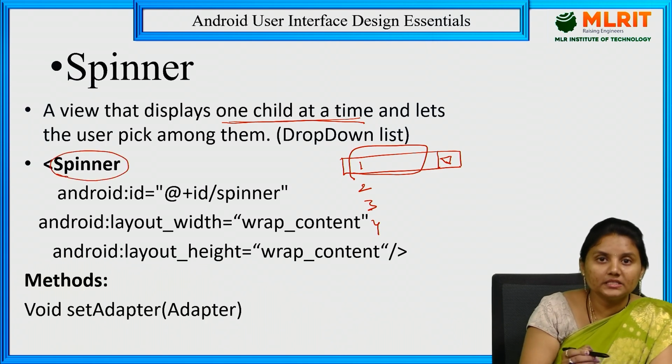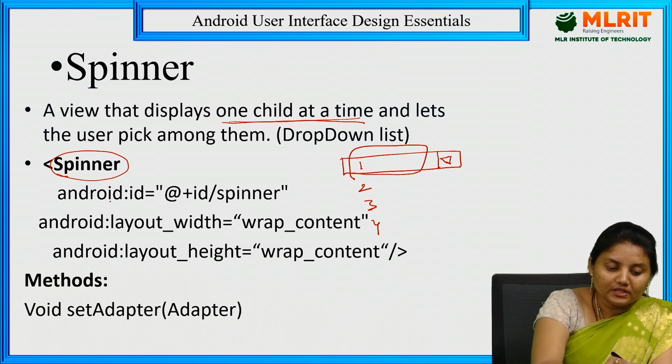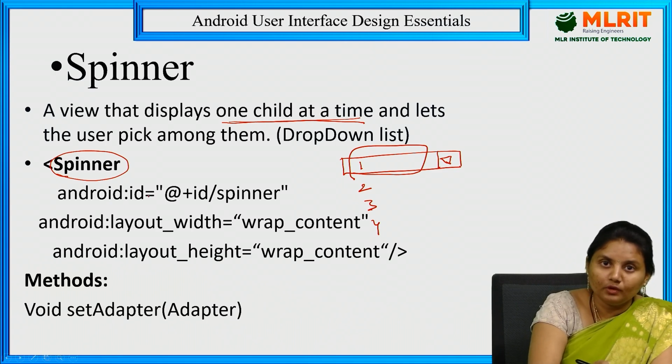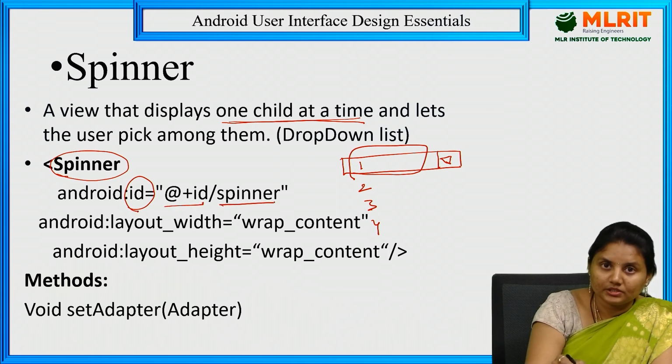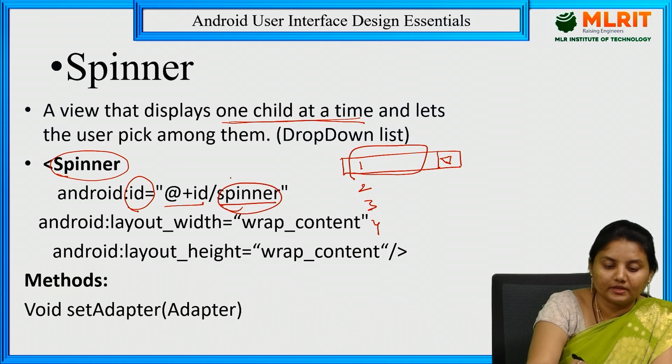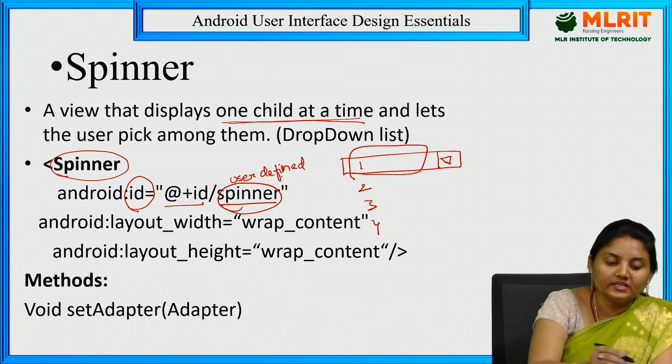Spinner can be displayed using the component called spinner itself. Then for any component, by default, we have to give an ID to recognize it and to extract it in other pages or other activities, like MainActivity.java. So Android ID is given as @+id/name. So this is user defined. A user can give his own name to identify the spinner.